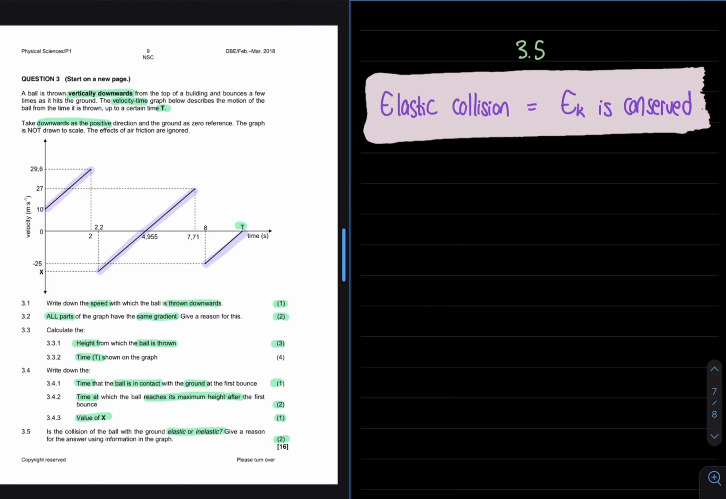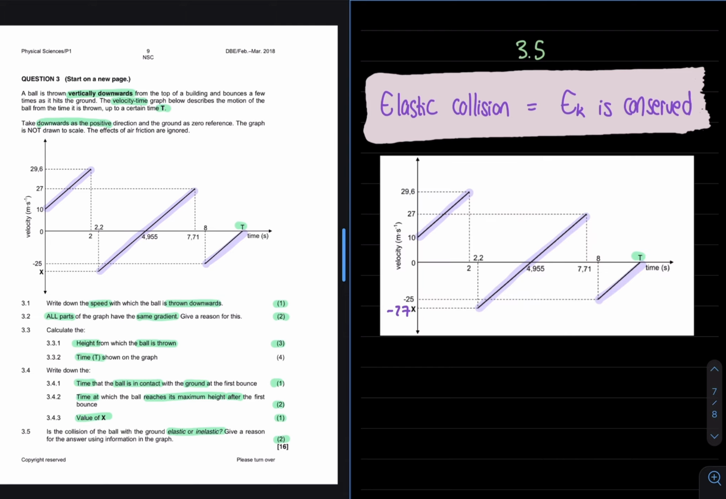So this means that if the collision of the ball with the ground is elastic, if it hits the ground with a certain kinetic energy, it needs to leave the ground with the same kinetic energy. Therefore, it would reach the same height. And this would continue on, seeing as kinetic energy as well as velocity is conserved.